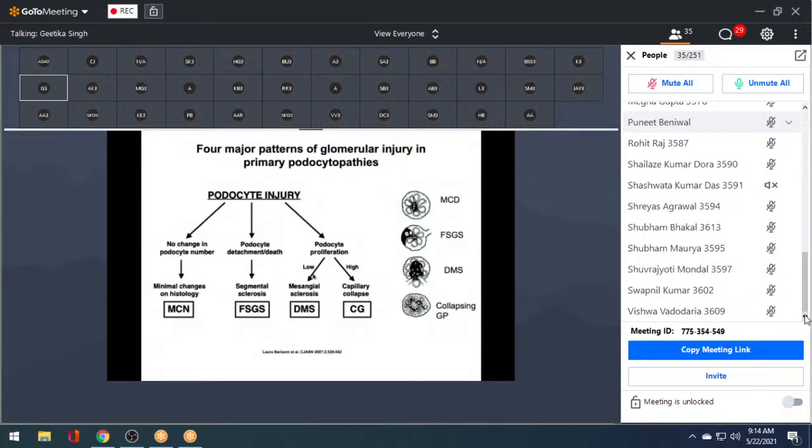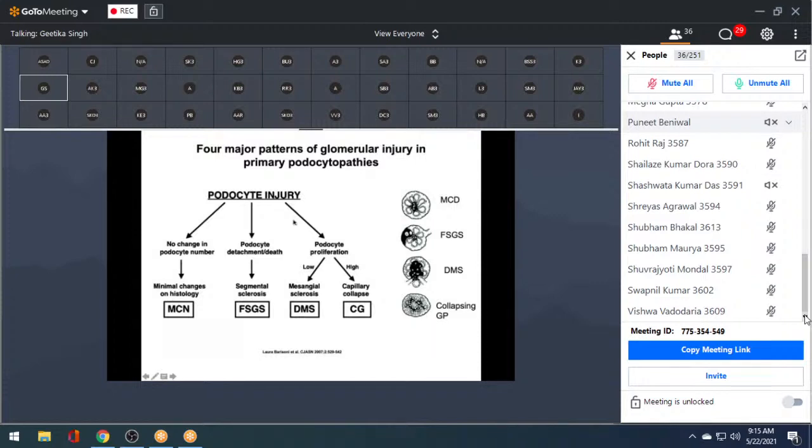So first, let's look at primary podocytopathies. What do I mean when I say primary? I mean that there's nothing else wrong with the glomeruli. This patient is not a case of lupus nephritis with some proteinuria. This is not a patient of diabetic nephropathy with some proteinuria. I am talking about those diseases of the glomeruli where there is nothing else happening except a direct podocyte injury. Okay, so that's what I mean by a primary podocytopathy.